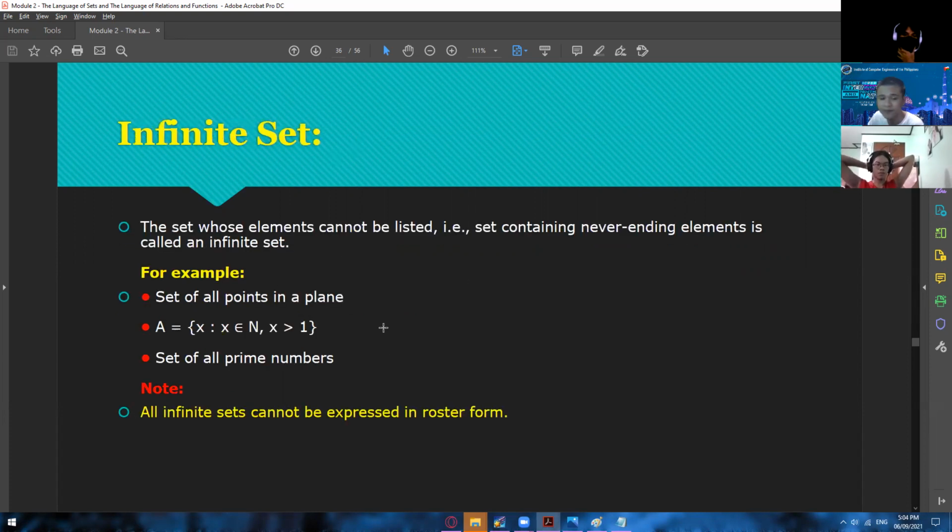So the counterpart of that one is of course the infinite set. The name itself already gives the correct answer. We cannot count or list all of the elements inside of that set since it's infinite. So all infinite sets cannot be expressed in roster form.